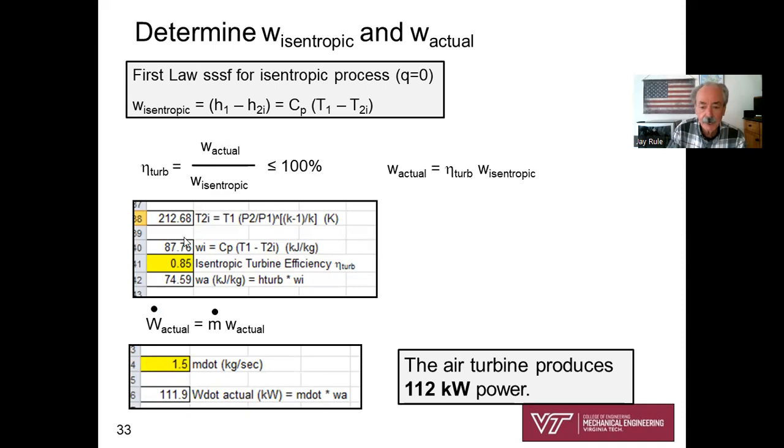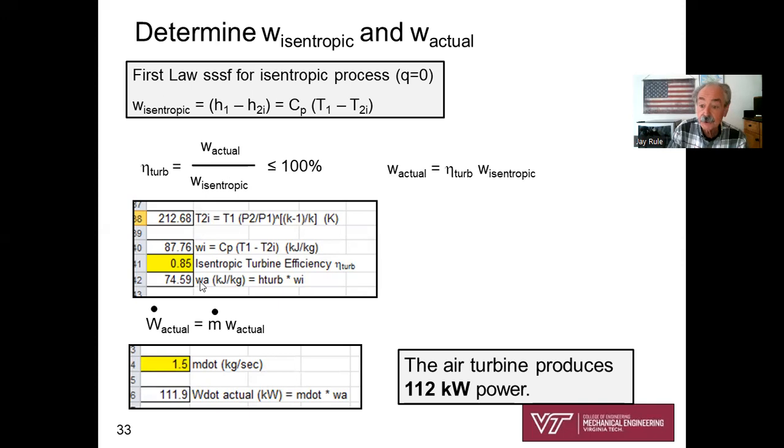Pardon me, I wasn't looking at my work. Here is T2I. Work isentropic is CP times T1 minus T2I. So we get a number for W isentropic, 87.76 kilojoules per kilogram. Now we're going to use turbine efficiency to look for W actual. I should be able to figure this out. I shouldn't need a formula sheet.